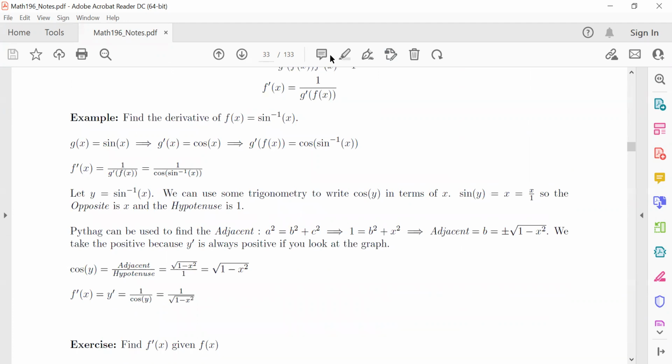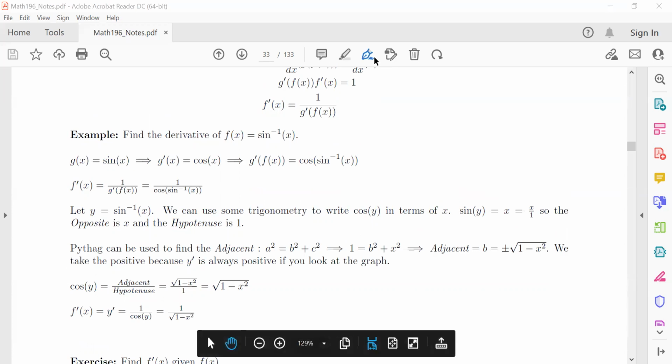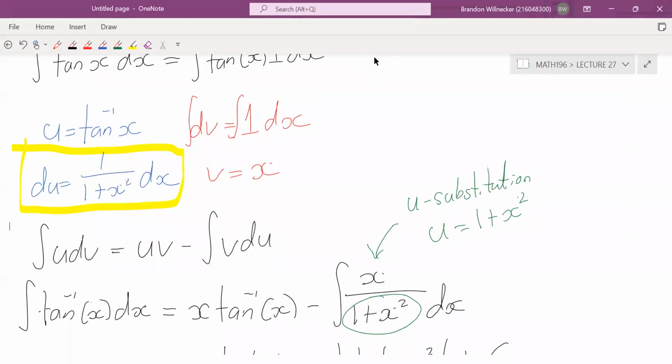So on the group, I'll just make a little reminder of where to find this here. Okay, are there any other questions on this?